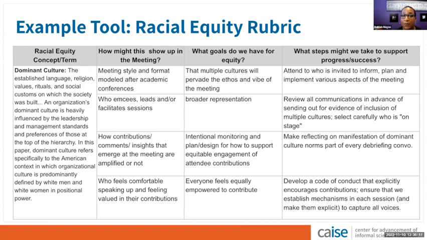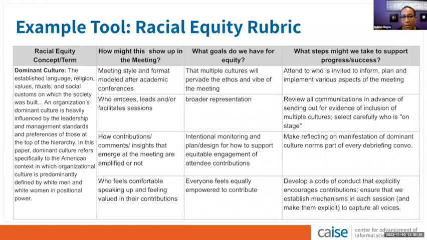And so together we built out these rubrics where we individually and together mapped out responses to the questions of how might this term show up at the awardee meeting? What goals do we have for equity in this space? And then what specific practical steps might we take to support progress and success in that particular area? I won't go through all of this, and please know we're happy to share the slides.